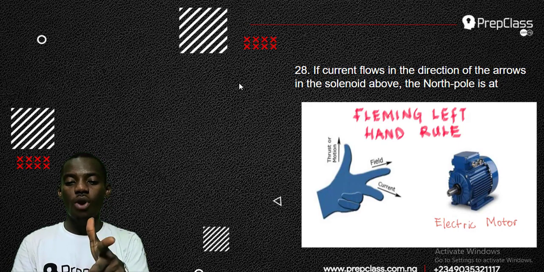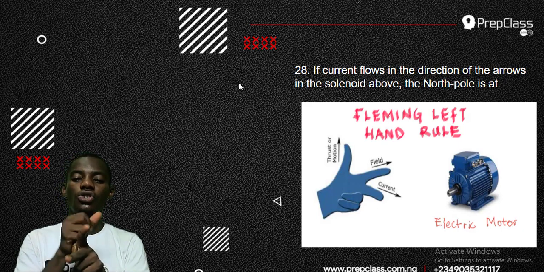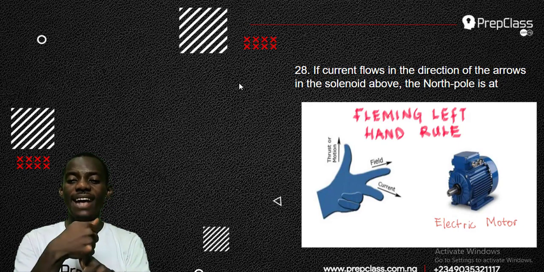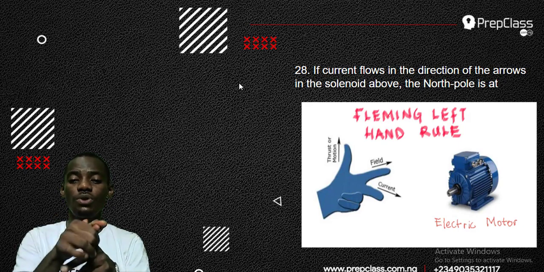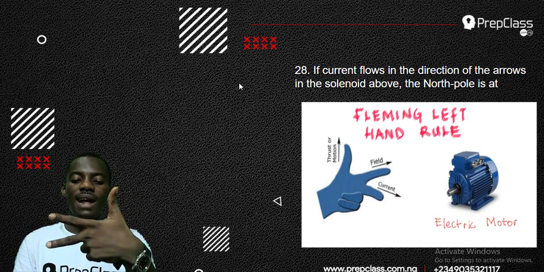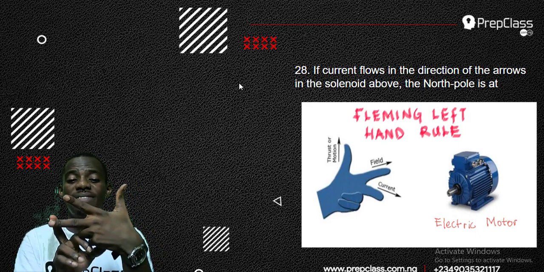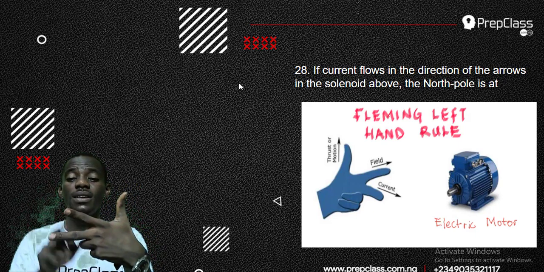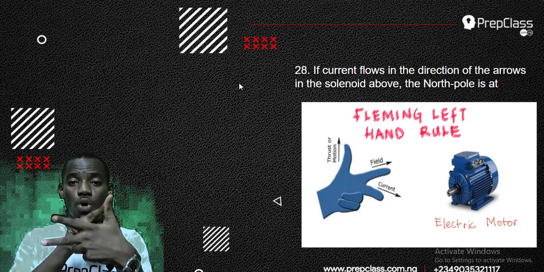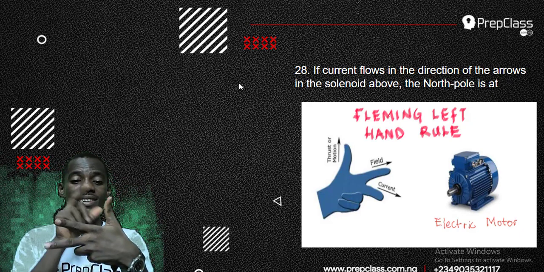It says that if current flows this way, then the field is this way, and the motion or the thrust is this way. So this is the magnetic field. If this is my left hand, this is the left-hand rule. Current is this way. That's Fleming's left-hand rule. It shows you the direction of current, magnetic field, and motion. So we have current here, then this is the magnetic field, and this is the motion.